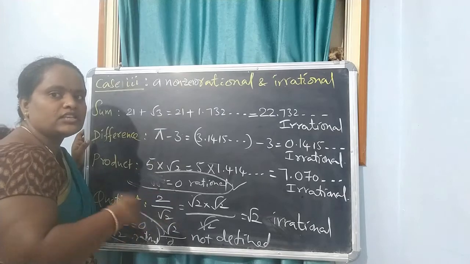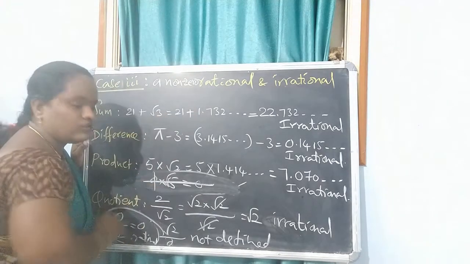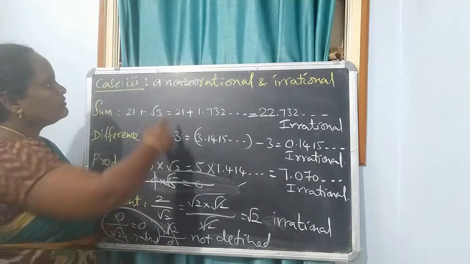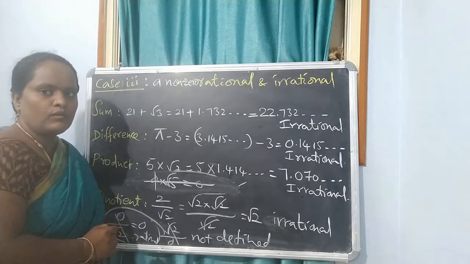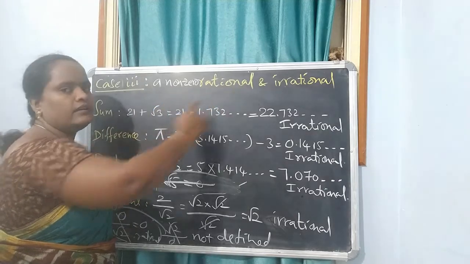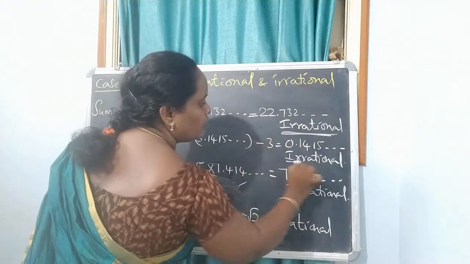Non-zero means 0 should not be there; that case will not come because it is a non-zero rational number. So 0 should be removed. The same with 0 by root 2 and root 2 by 0. So we have removed 0 from the rational numbers. So the product and quotient of a non-zero rational number and an irrational is always irrational only.